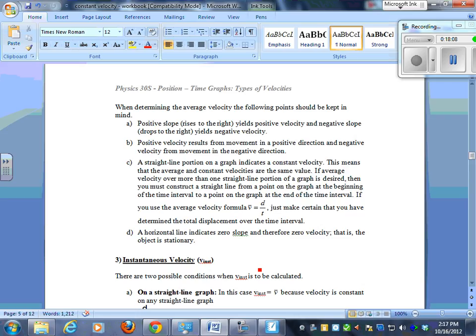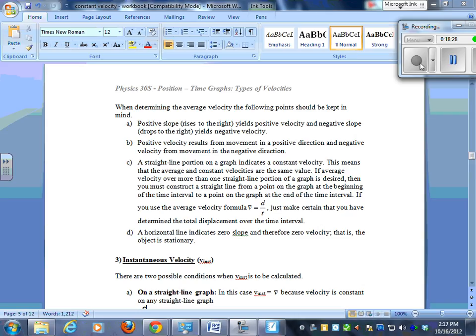Positive velocity results in movement in a positive direction. Negative velocity is movement in the negative direction. A straight line portion on the graph indicates constant velocity. This means that the average and constant velocities are the same. If average velocity over more than one straight line portion of a graph is desired, you must construct a straight line from a point on the graph at the beginning to the end.